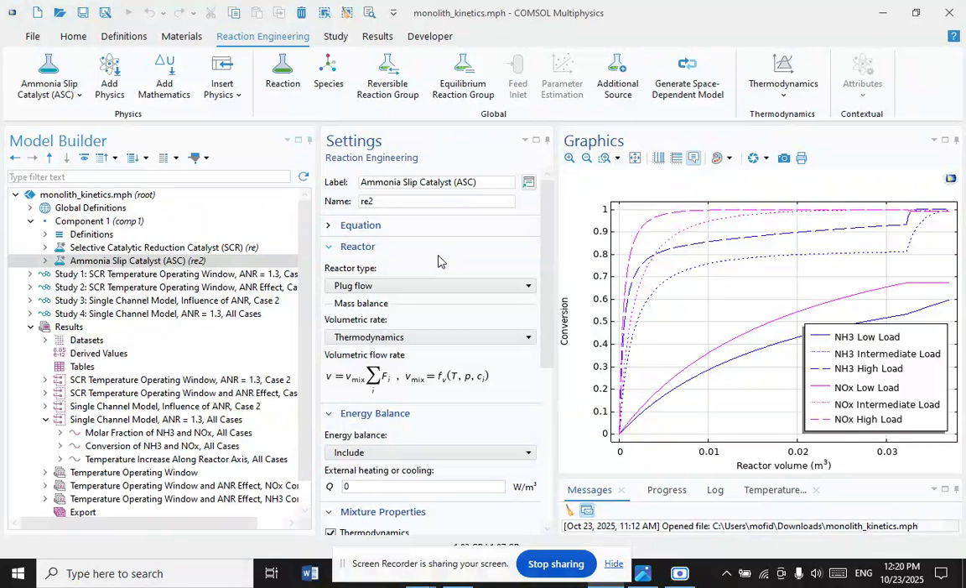This is achieved by solving the model with the plug-flow ideal reactor type in the reaction engineering interface. The influence of the temperature, volumetric flow rate, and ammonia to NOx ratio is investigated. Model definition, chemical reactions. In this simulation model, a simplified reaction setup is used with 6 reactions in the first bed and 4 reactions in the second bed.